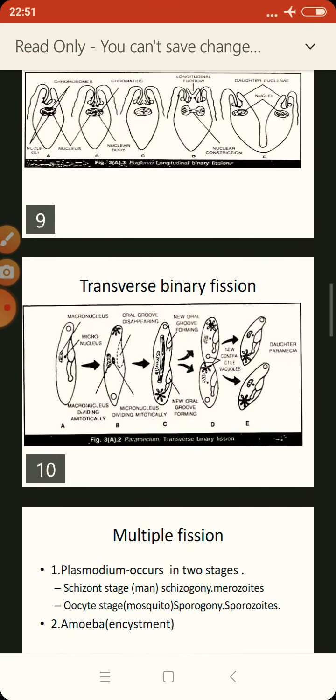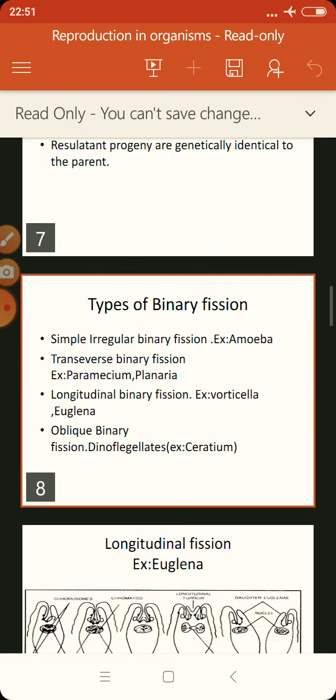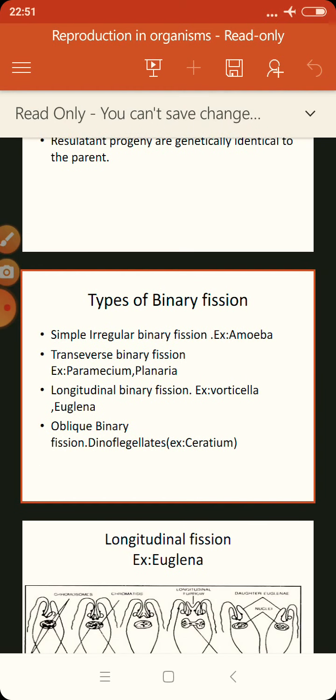This is available in PDF format. Please try to download it, and if possible take a printout and go through what I have taught until now, and try to remember the figures with the types and their examples. Thank you. So today we have up to here. Next we'll start with multiple fission.